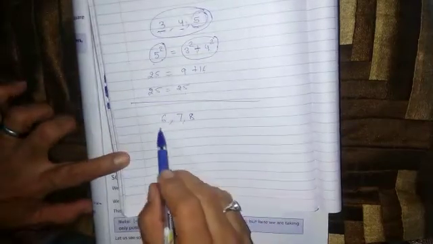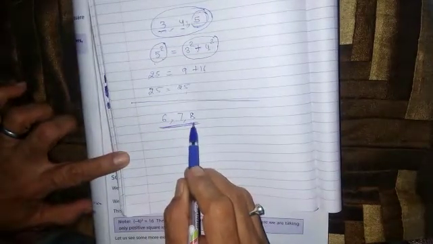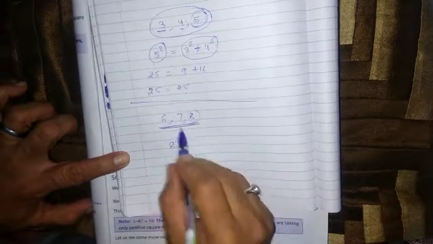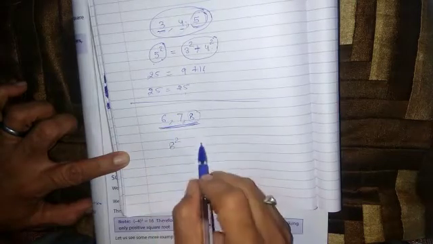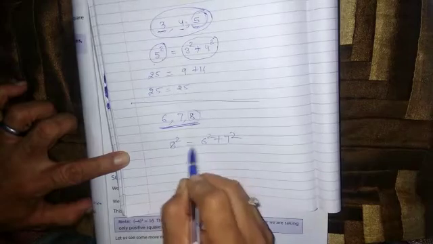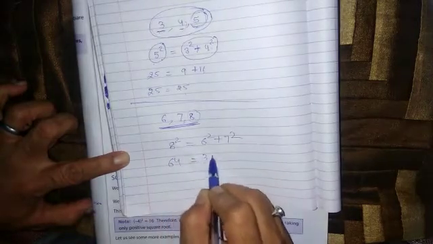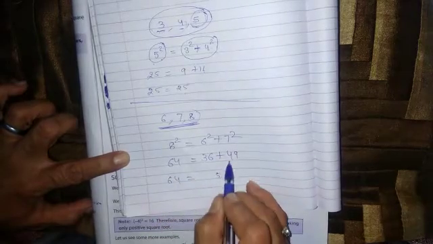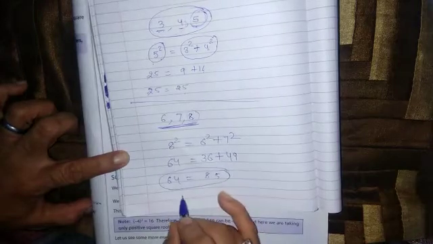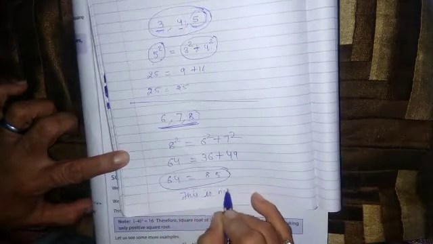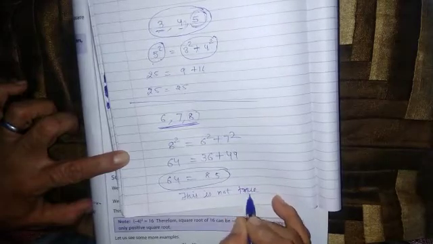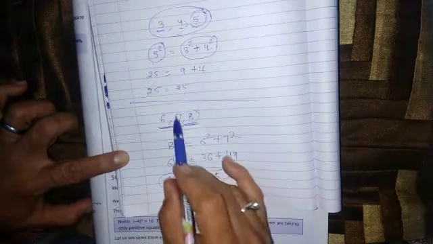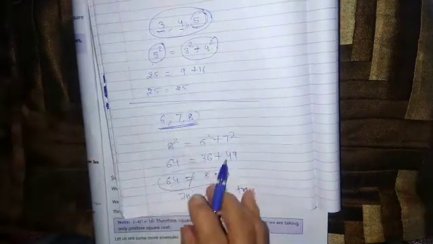Suppose I want to check this, whether this is Pythagorean triplet or not. Now which is the largest number? 8 square is equal to sum of the square of the remaining two, 6 square plus 7 square. 8 square equal to 64, 6 square 36, 7 square 49, 36 plus 49 is 85. So this is not true, because 64 cannot be equal to 85. So this is not a Pythagorean triplet.